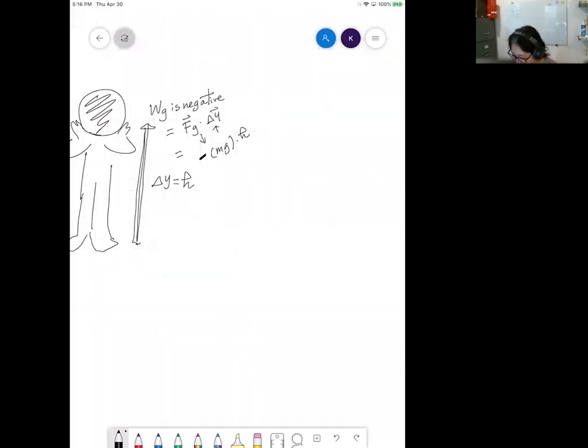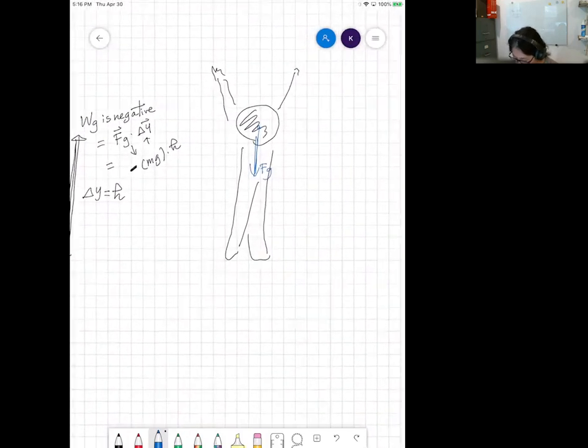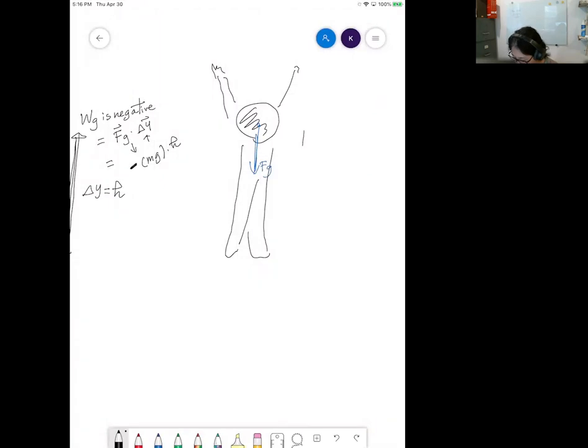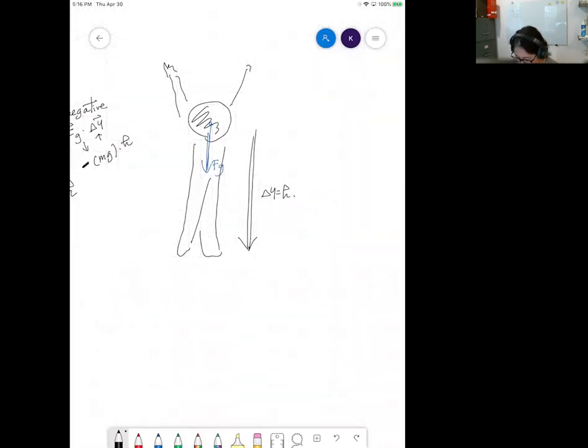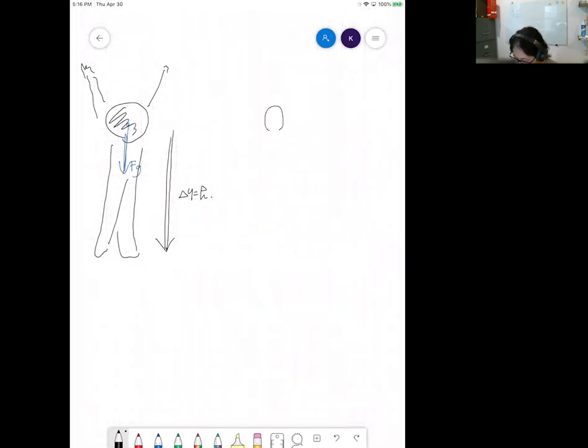But then once you're there and you let go, you're going to have this gravitational force do work that's positive, because it's going to move in a downward direction. Delta y equals h, and now the gravitational force will do the positive work. And then what happens? If it hits your leg, this bowling ball is going to hit your leg.